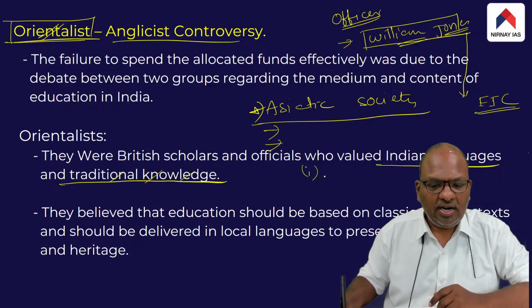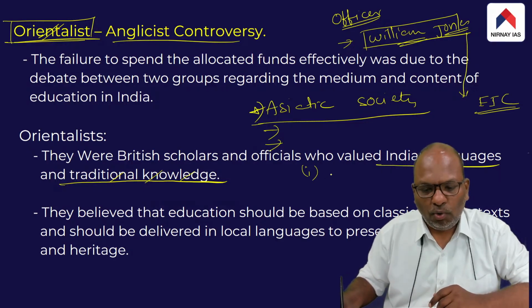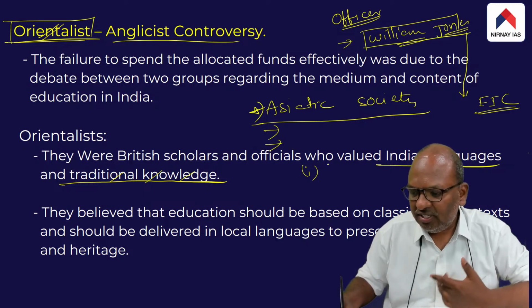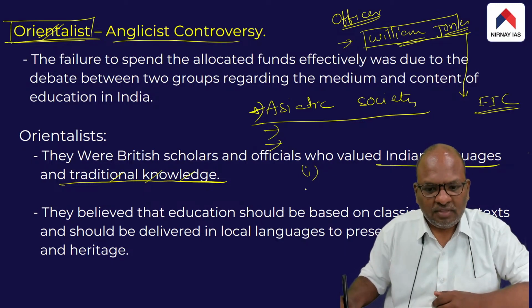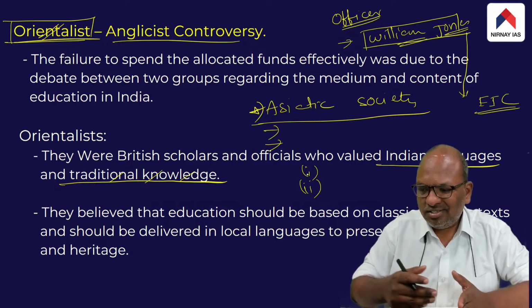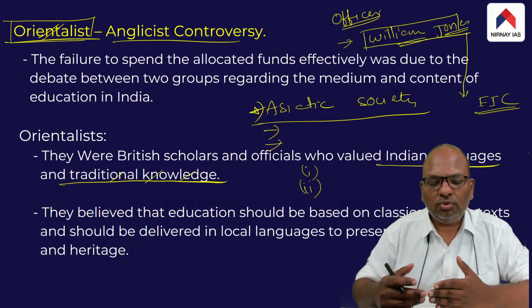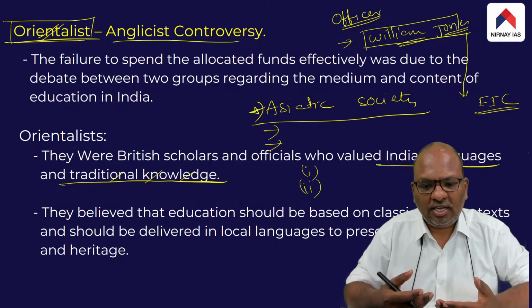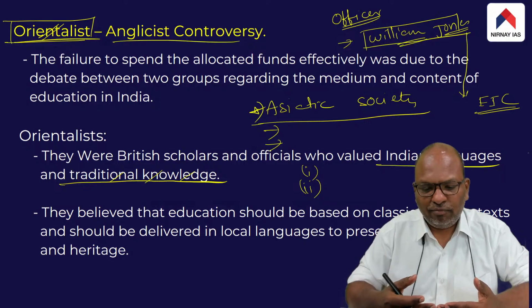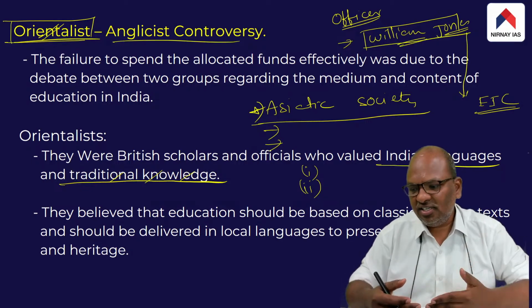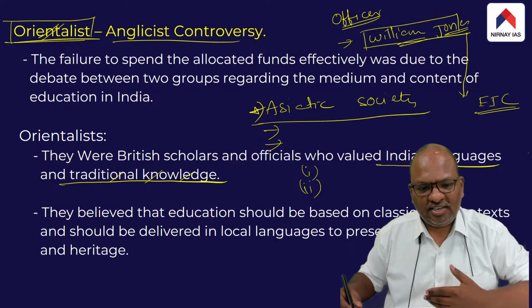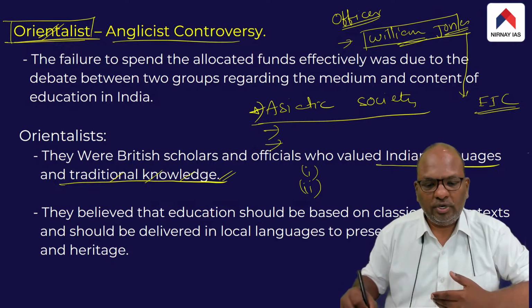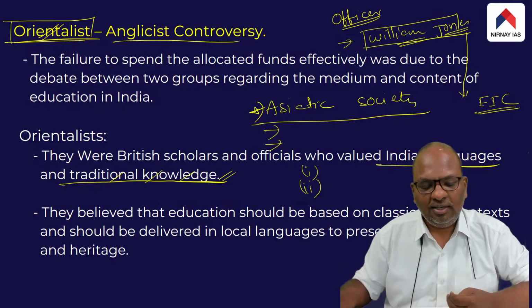One, they demanded that education should be promoted in the vernacular languages of India, that is, the regional languages of India. Second, they demanded that the traditional subjects should be taught to the Indians. Traditional subjects in the sense of those subjects that have been taught to Indians since ages, like the Vedic texts, should be taught to the students. That was the demand put forward by the Orientalists.